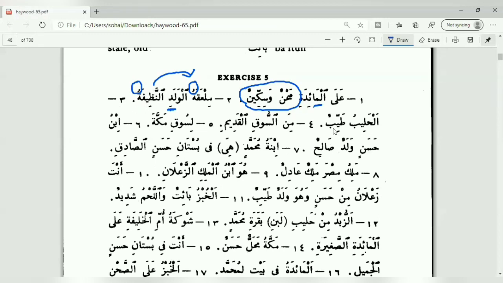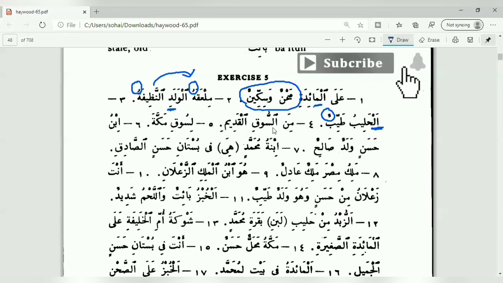Number 3, al-halibu tayyibun. Here al-halibu is the subject because it's definite. Tayyibun is the predicate because it's indefinite. The milk is nice. Al-halib means milk, tayyibun means nice. Number 4, minas suqil qadimi, from the old market. So qadim here is the adjective of suq because it matches it in the case, as well as both being definite. And suq is genitive because of min, harf jar. Suq means market, qadim means old, from the old market.